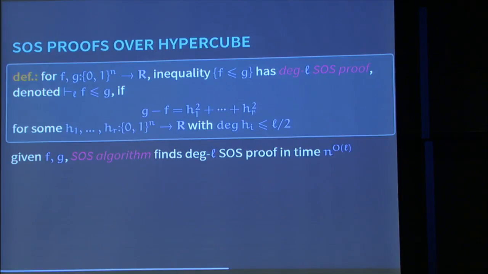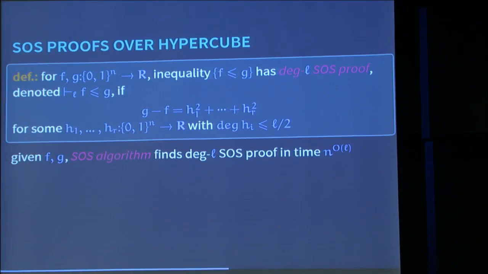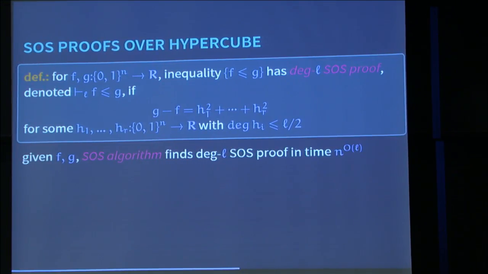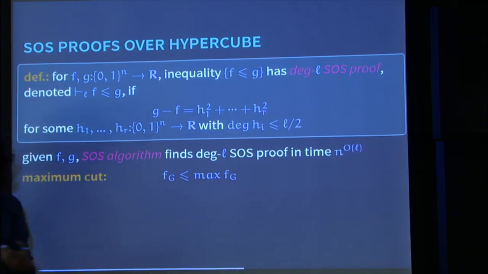And notice that we want L to be a constant. And notice that n to the order L is roughly the number of coefficients, the number of monomials that play a role here, or the dimension of the subspace of polynomials of degree L or L over 2. Okay, and now if you want to talk about max cut, we want to maximize this cut function. So think about proving an upper bound on the maximum cut value. The best upper bound that we could try to prove is, of course, that the function is always at most its maximum.